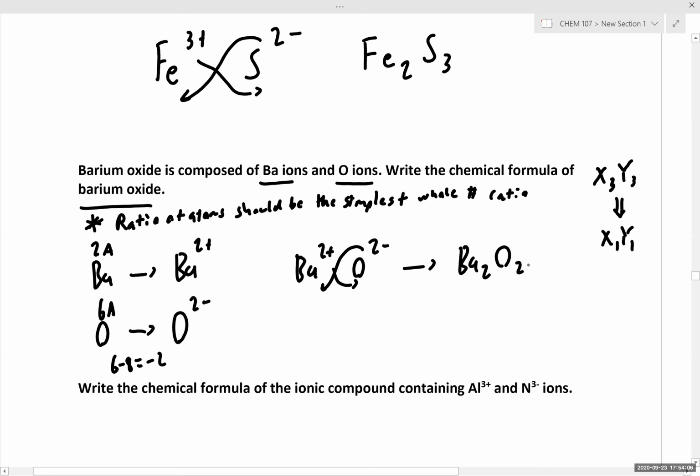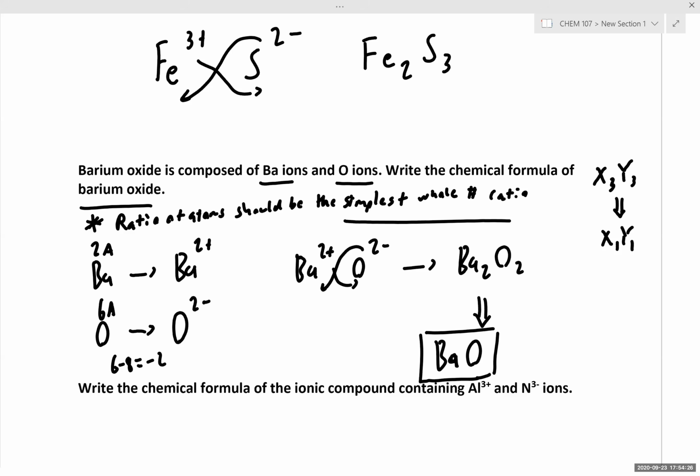Ba2O2. But we're not done. We should have the simplest whole number ratio of atoms. So rather than 2 to 2, we'll simplify it to 1 to 1. And that gives us BaO as our chemical formula for barium oxide. Does that make sense to everyone? Any questions on this example?